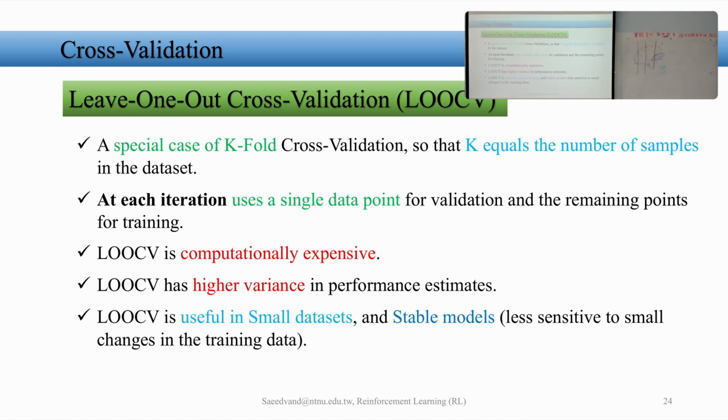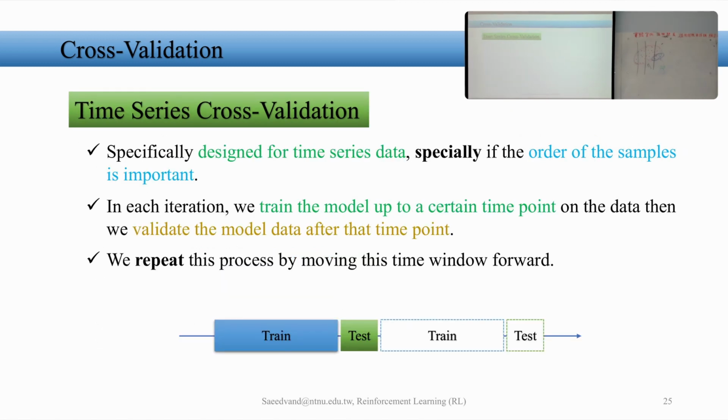But why is it useful? Because it is useful in small data sets. If your number of data points is small, k-fold cross-validation doesn't make much sense, so you use this with small data sets. And you can also use it with stable models, that is, models that are less sensitive to small changes in the training data. Okay.